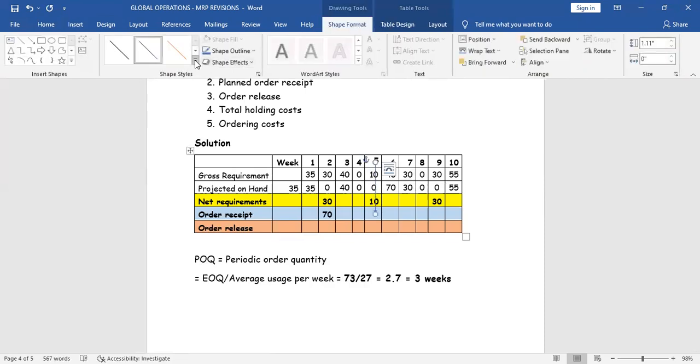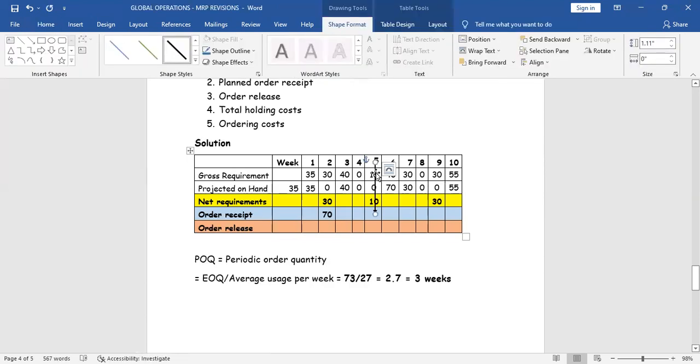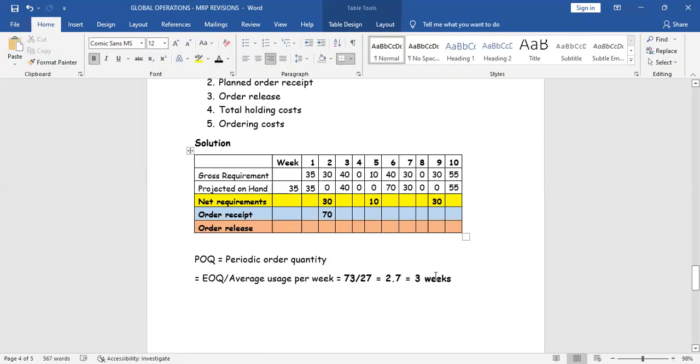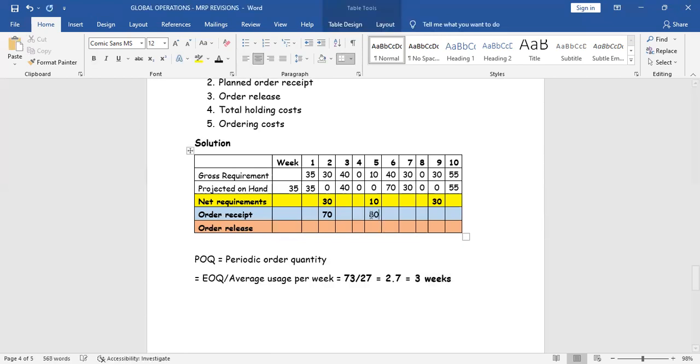And if that's what I'm doing, I need to make sure as I order, it covers for 3 weeks. So from 5, 6, 7, it covers the gross requirement for 3 weeks because of this 3, which is here. So here I'm putting 80. I go straight to where there is a requirement, that is week 9. So week 9, again, I need to order what is sufficient to cover the gross requirement for the next 3 weeks.